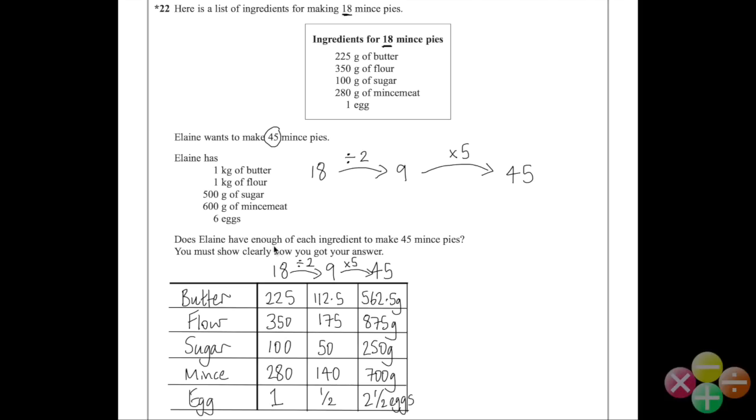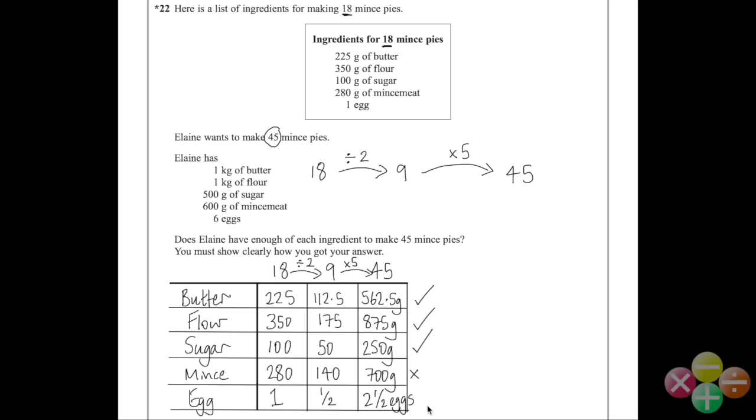Okay, now the question says, does Elaine have enough of each ingredient to make 45 mince pies? So let's go down the list. She's got a kilogram of butter. She needs just over half a kilogram. Yes, she has. A kilogram of flour. Yes, she needs just over 3/4. 500 grams of sugar. Yes, she only needs 1/4 of a kilogram, or 250 grams. 600 grams of mincemeat. Now she needs 700 grams. She doesn't have enough mincemeat.